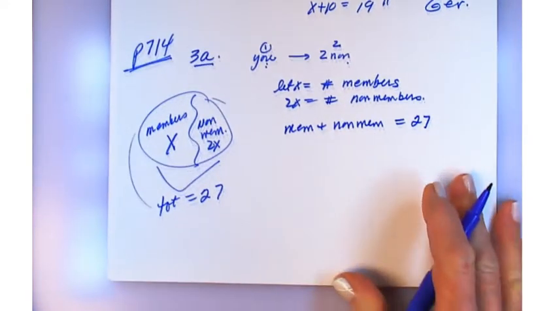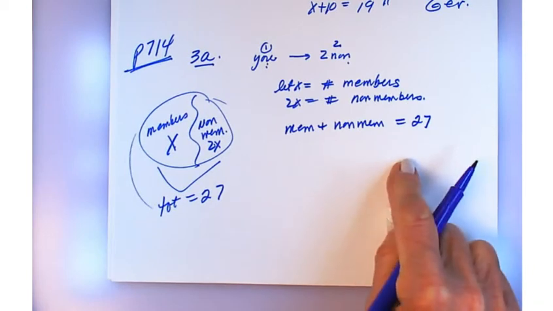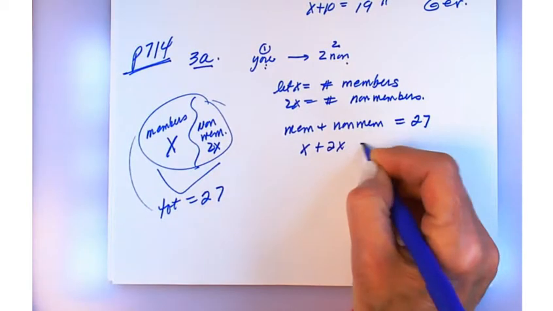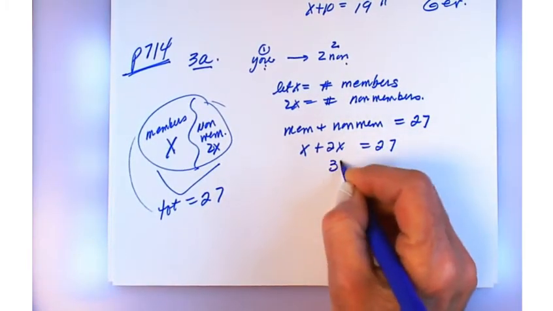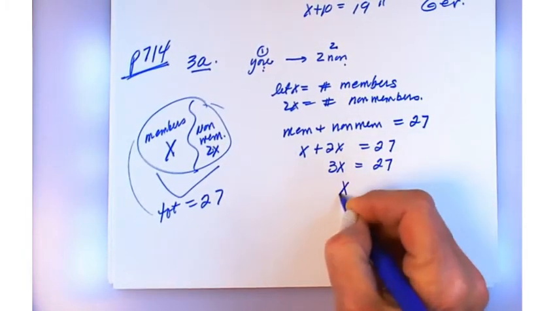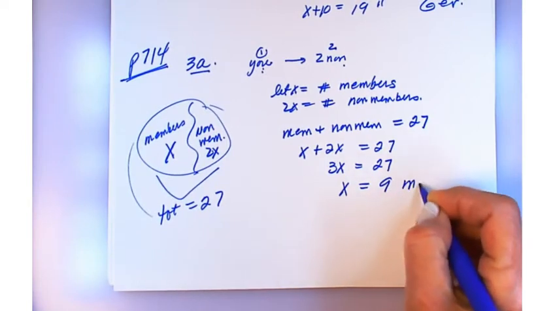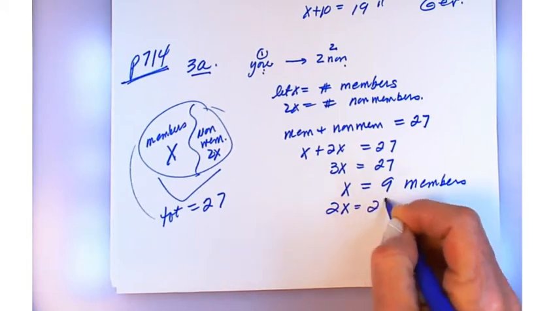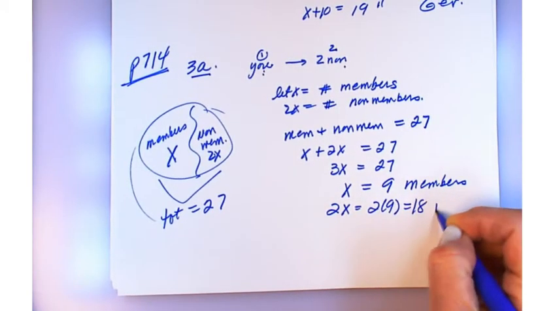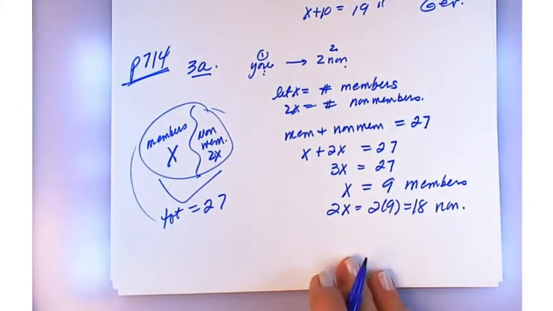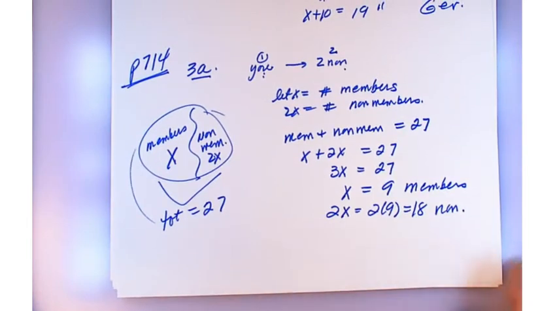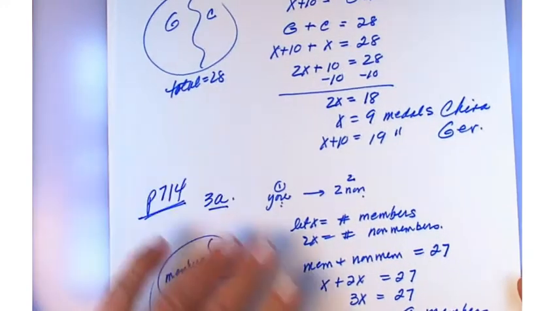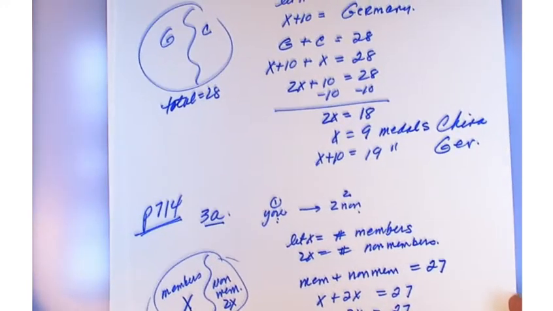There's nothing the matter with putting this down in words, everybody. x plus 2x is 27, 3x is 27, and x is 9 members. So 2x is 2 times 9, or 18 non-members. So all of these are interesting and easy for us to set up.